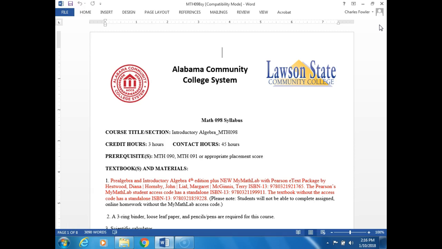Now, why they put some things in red and some things not, I don't know, but the textbook and materials look sort of like this, okay? Kind of big and heavy. Pre-algebra and introductory algebra, 4th edition. And did y'all buy it in the bookstore, most of you? Or have any of you got it some other way? Online. Online? Yes. Okay. And you got my math lab as well. Okay.